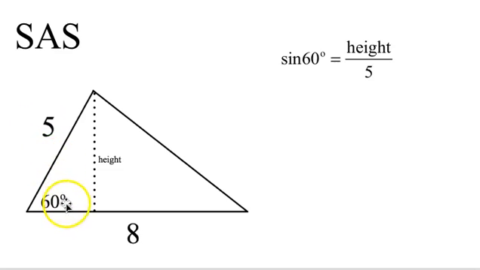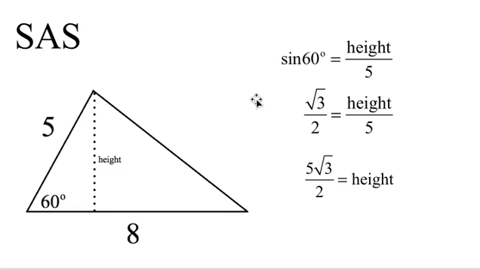Well, the sine of 60 degrees is opposite over hypotenuse. So if you look at this little triangle, the opposite of 60 degrees is height, and the hypotenuse is 5. So the sine of 60 degrees is height divided by 5. So we can solve for height. 5 times sine 60 degrees would equal height. So I have root 3 over 2 is height divided by 5. 5 times root 3 over 2 is the height.